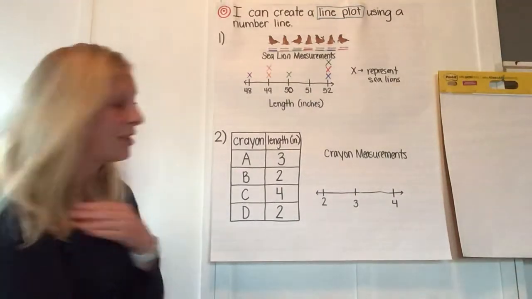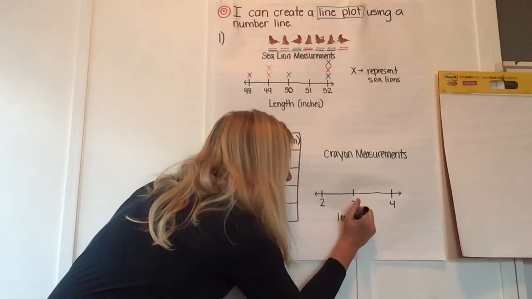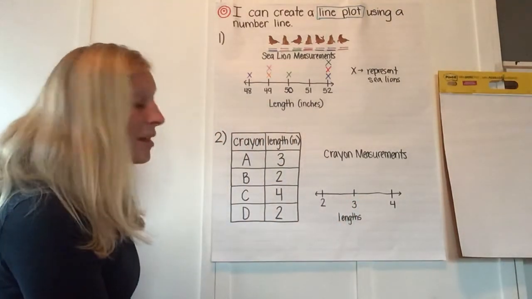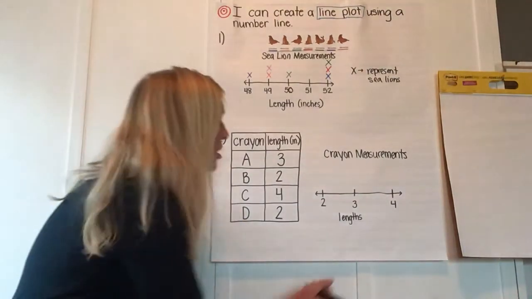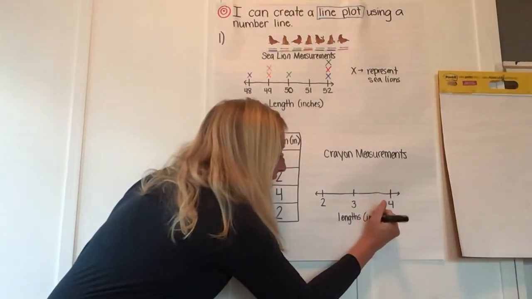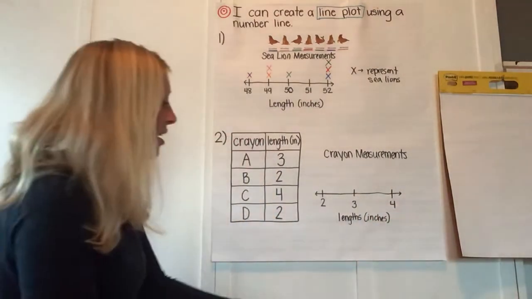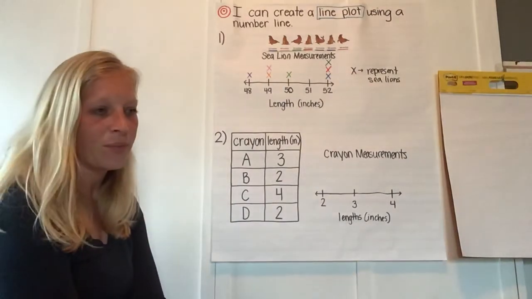Oh, you're right. I need to include my label down here. We're finding out how long my crayons are, and so my length is at the bottom, and it's in inches, just like our sea lion is. Or our sea lions were, I should say. Got to have my label down there. Now what am I going to do?